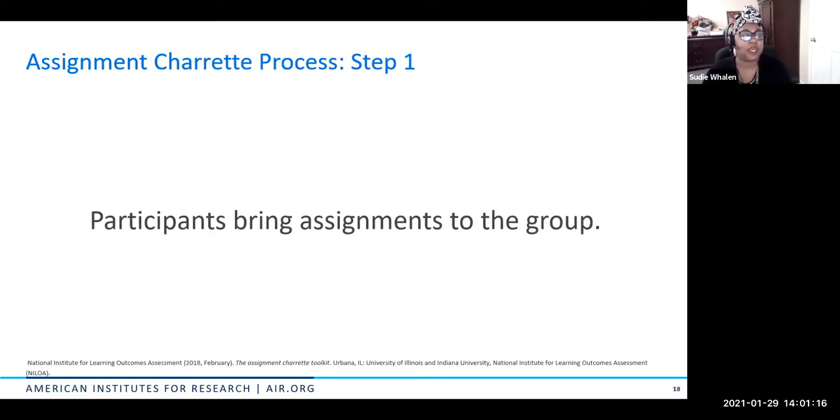So the first step is the participants bring the assessment to the group. Clearly, you bring your assessment. Again, you don't want it to be a situation where you, the SLO coordinator, are bringing the assessments to them so they can demonstrate to you how the assessment works. You want this to be driven by faculty, so ask them to bring the assessment with them and share it with the group.